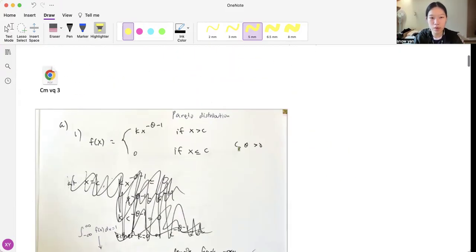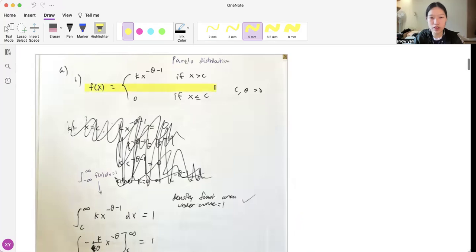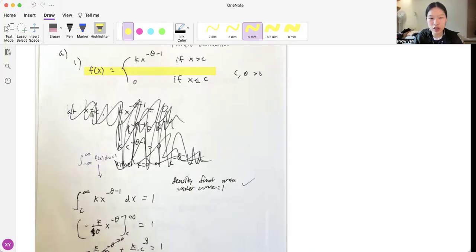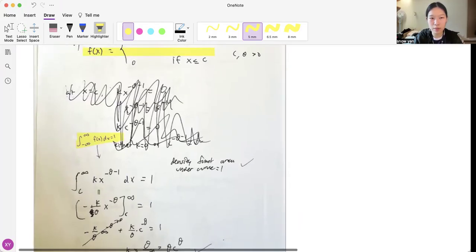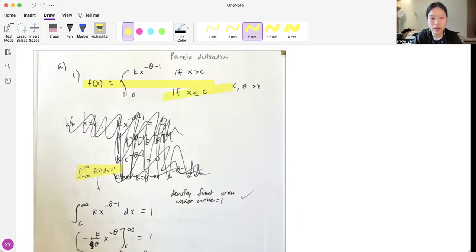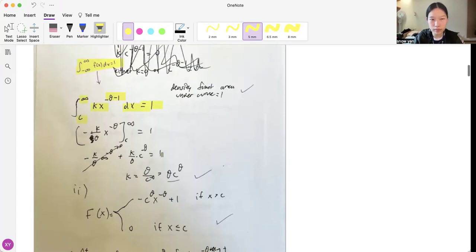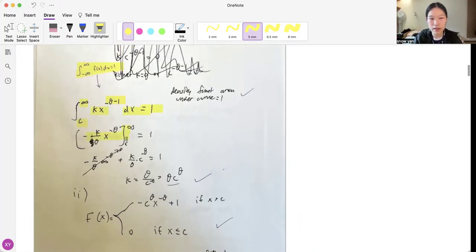This is pretty straightforward. I just wrote down the function here. If it's a density function, then I know that the area under the curve is 1, so I can write the integral of f(x) dx equal to 1. Since the part smaller than or equal to c is 0, I only need the right-hand side, so I go from c to infinity of f(x) dx equals 1.